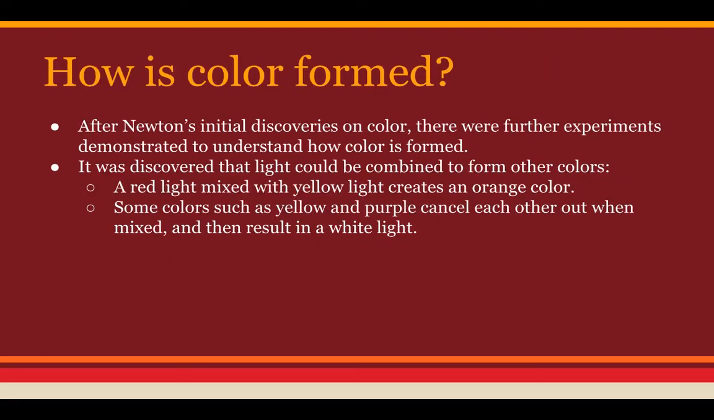How is color formed? After Newton's initial discoveries in color, there were further experiments to understand how color is formed. It was discovered that light could be combined to form other colors. Red light mixed with yellow light creates orange light. Some colors, such as yellow and purple, cancel each other out when mixed, and the result is white light.